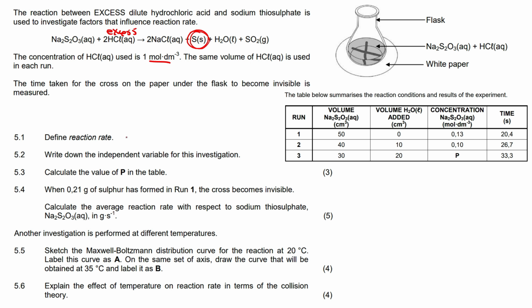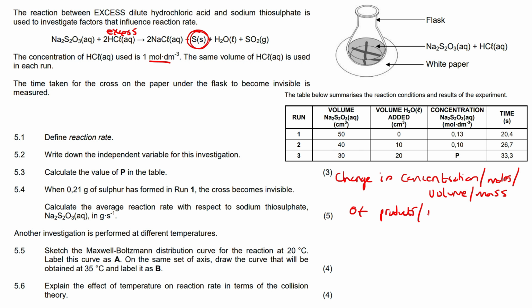Now it says the first question, define reaction rate. Multiple definitions for this one. You pretty much just want to say that it is the change in, now you could either say concentration, moles, volume, mass, and then you could say of either products, or you could use reactants per unit time. Okay, this next one says write down the independent variable. Independent is the thing that the human or the person who's designing the experiment is changing.